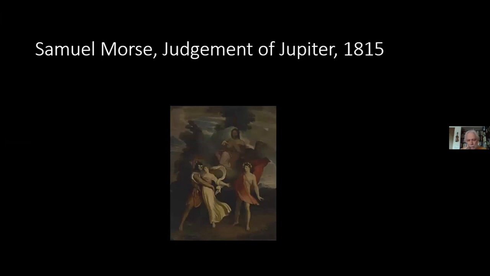Another one he did, the Judgement of Jupiter. Here a more mythologically based subject, 1815. He is aware of, again, his mythology. He had a classical training and a very good, solid education.